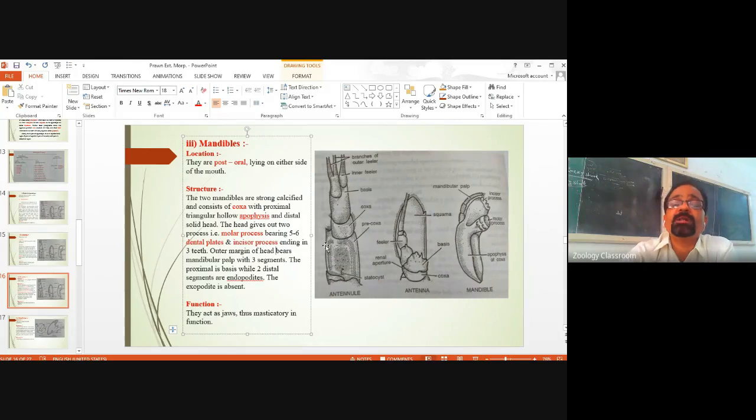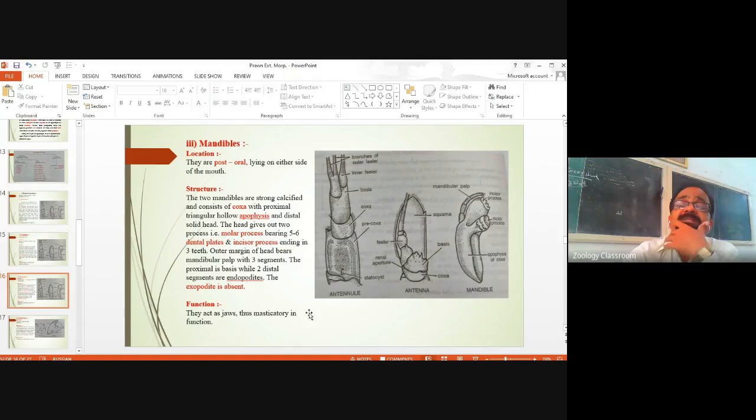It is the mandibular palp. The proximal segment is the basis, while the two distal segments are endopodites. The exopodite is absent. This is the point to be remembered. So the mandible is uniramous.